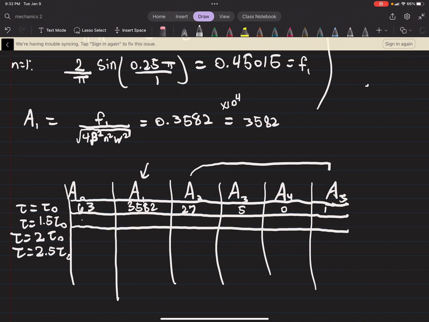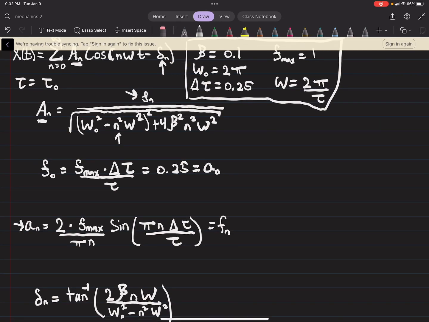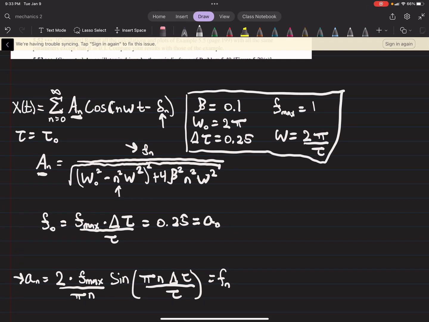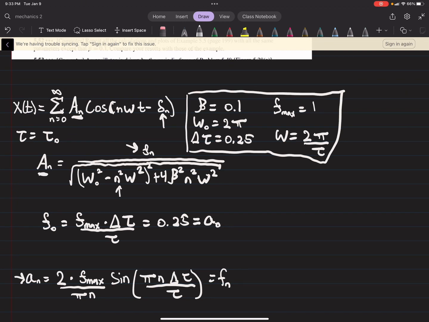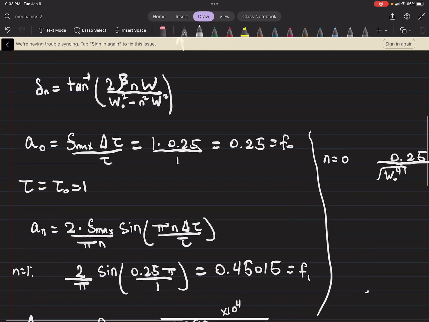Now, for the next section here, tau naught is now 1.5. So what that means is, when you calculate your coefficient, first off, your omega is 2 pi over tau, and tau equals 1.5 tau naught. So your omega changes. You need to keep that in mind. The other thing that changes is your coefficients here, because your tau changes. But really, all that needs to be done is you're plugging in a different value than what we were plugging in before.